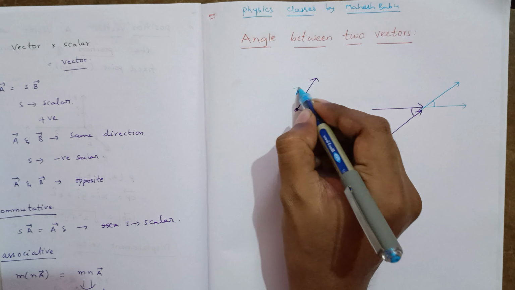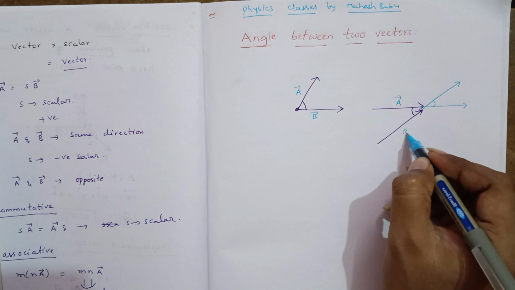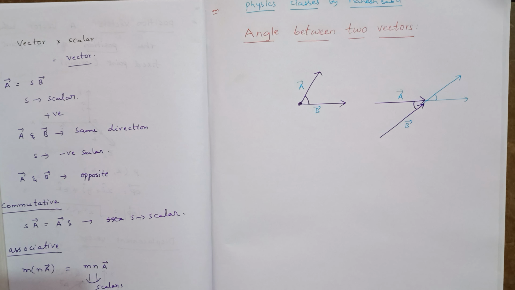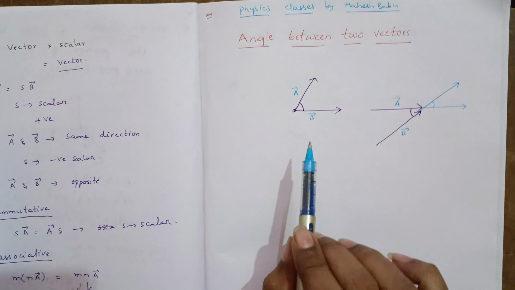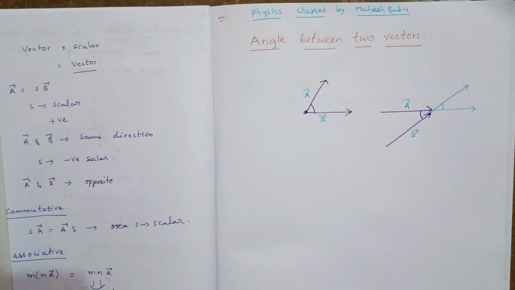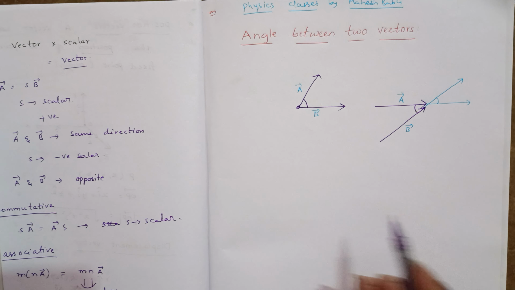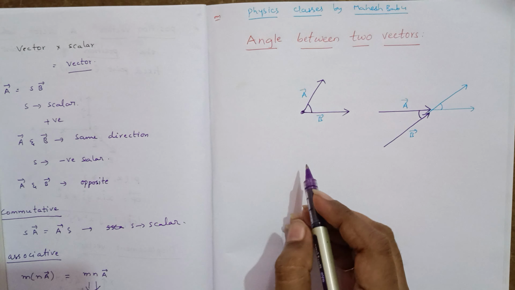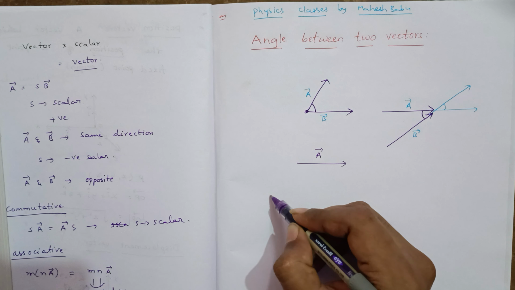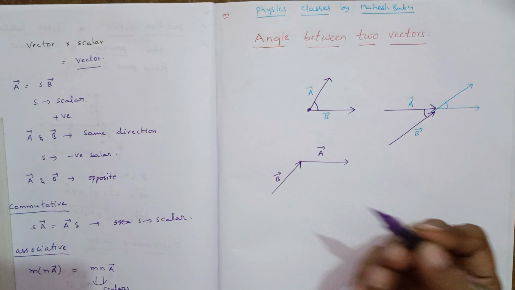Now suppose two vectors A bar and B bar are starting from one point or ending at one point. We can find the angle between them. To find the angle between two vectors, either they should start from one point or they should end at one point. Instead of that, for example, a vector A bar and a vector B bar like this are there.